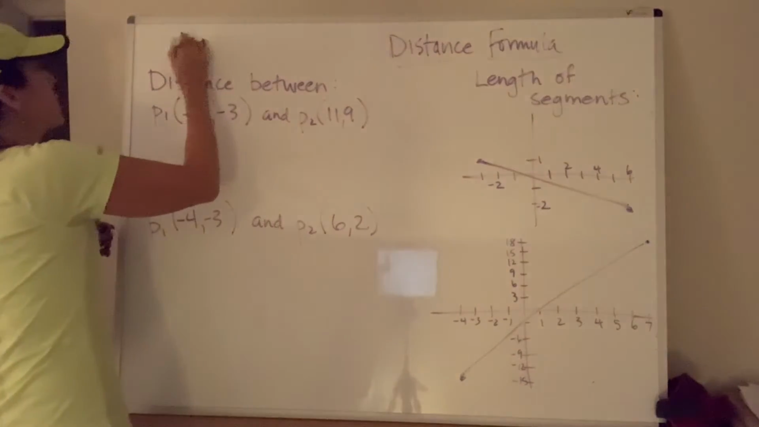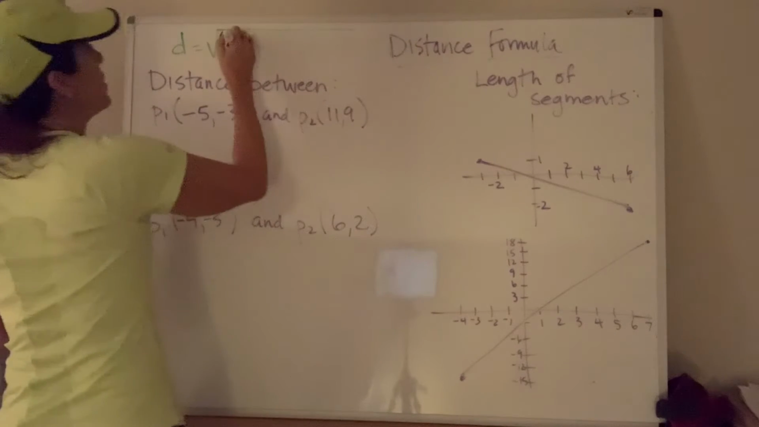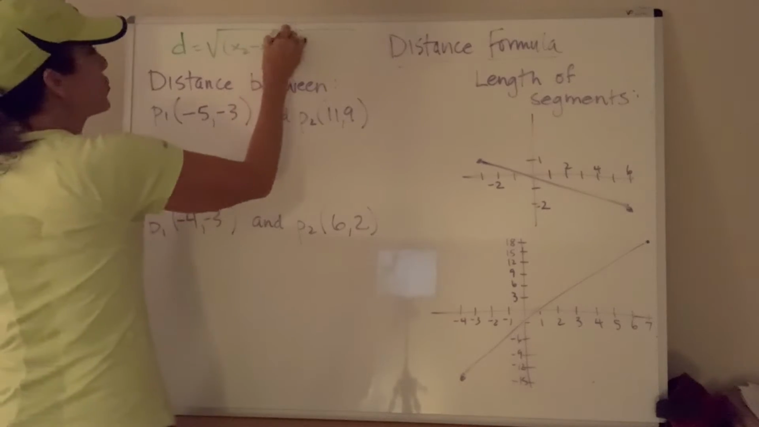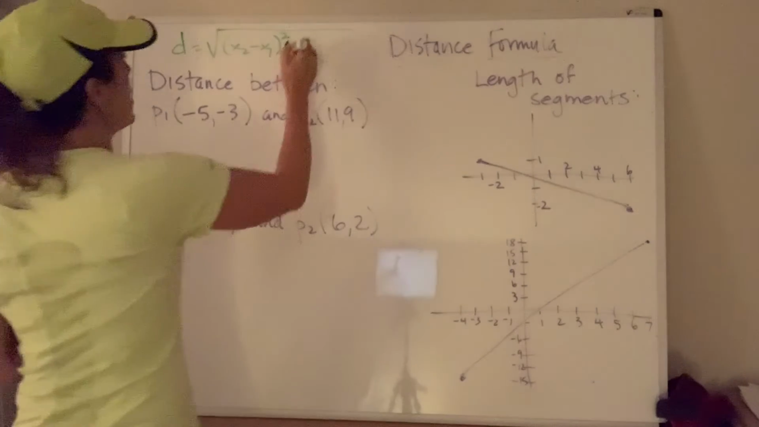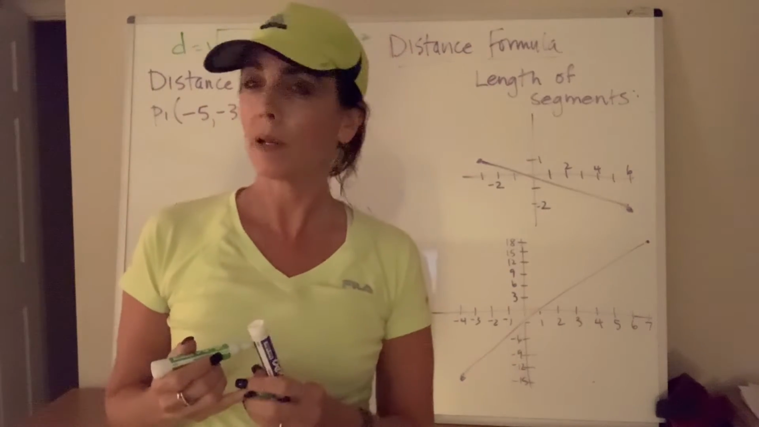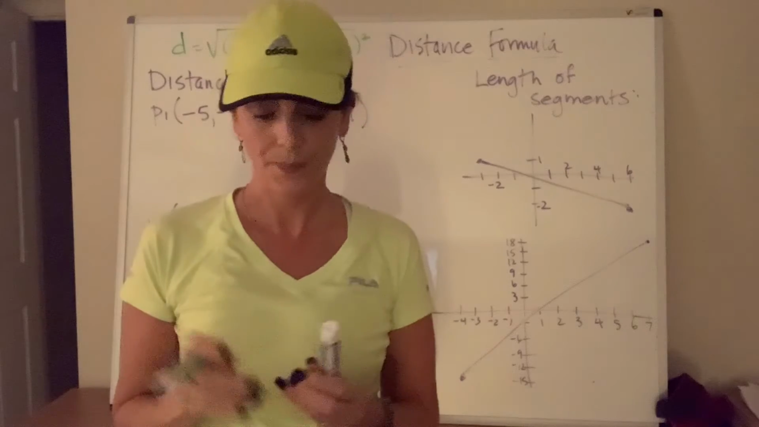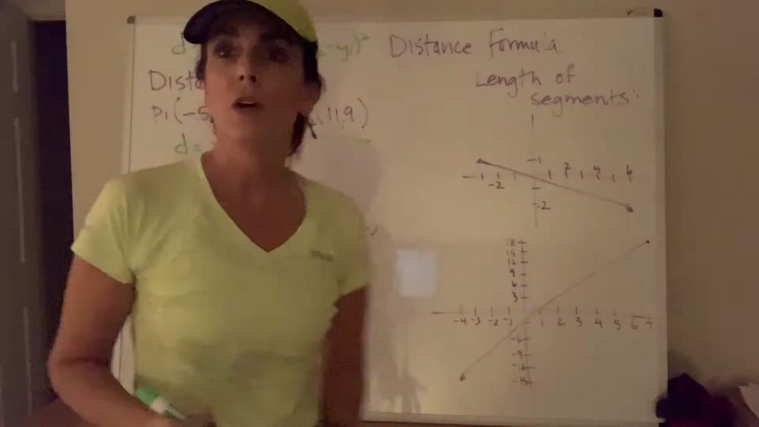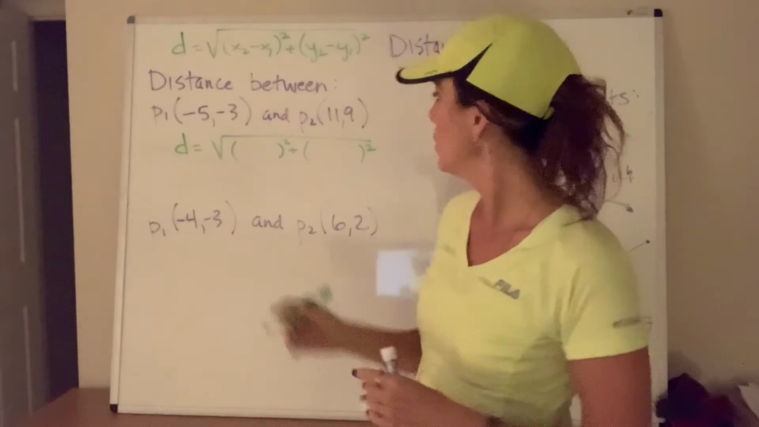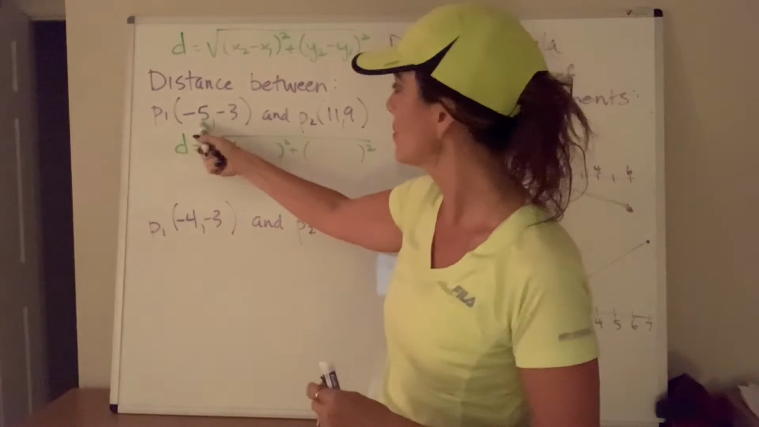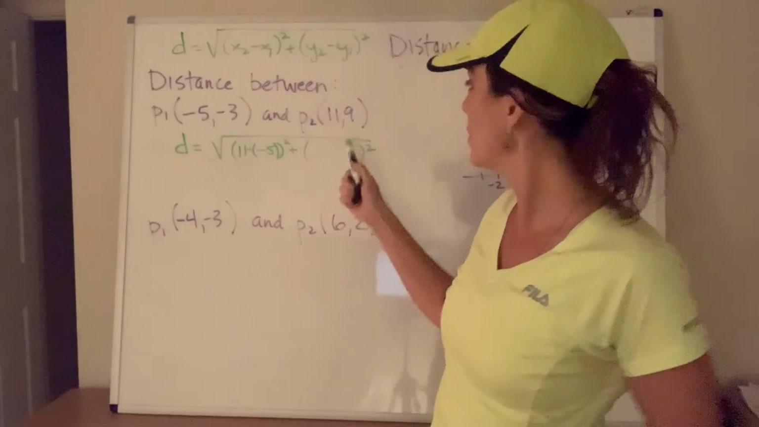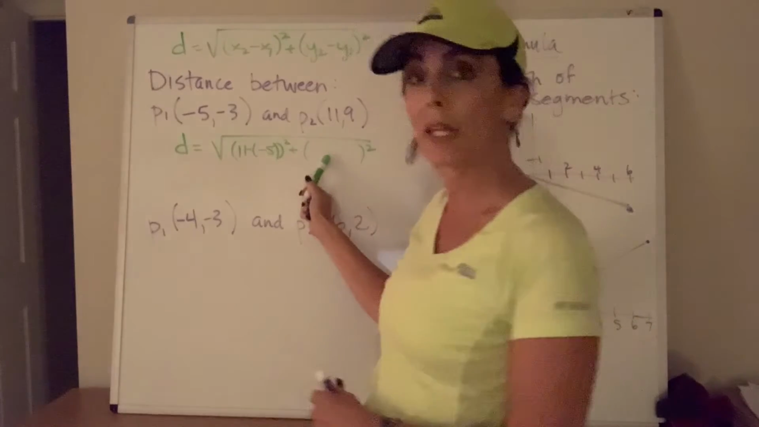D is equal to the square root of the difference of the x's squared plus the difference of the y's squared. Okay, the difference of the x's squared plus the difference of the y's squared. All right, so let's go ahead and sub this stuff in. Let's choose our x's. We have an x2 and an x1, so let's put those in here and subtract them. And then I've got 2 y values, y2 and y1. Let's put them in here and subtract them.